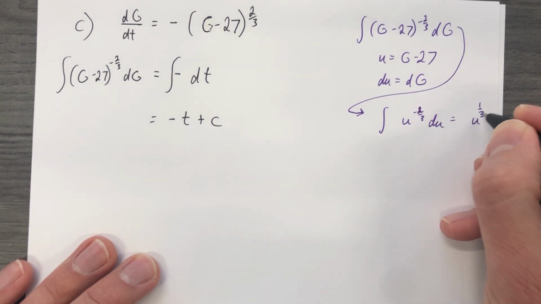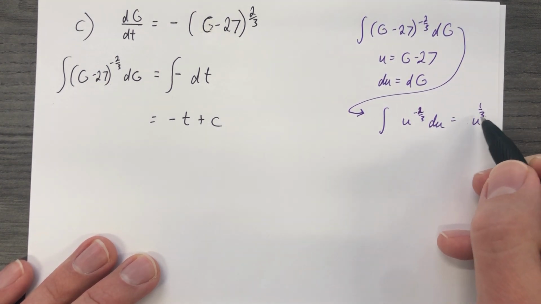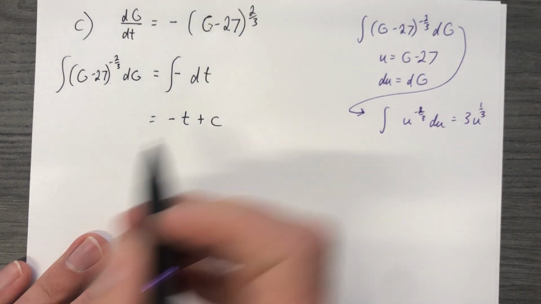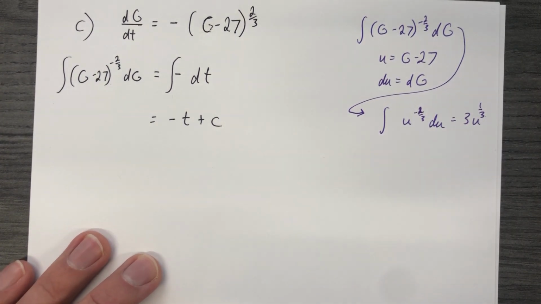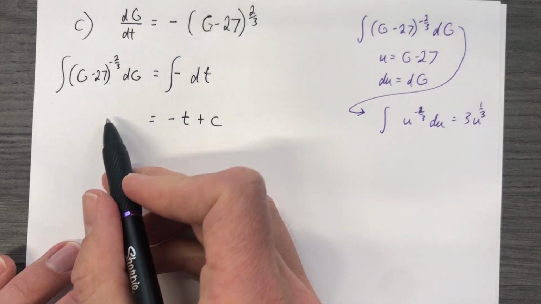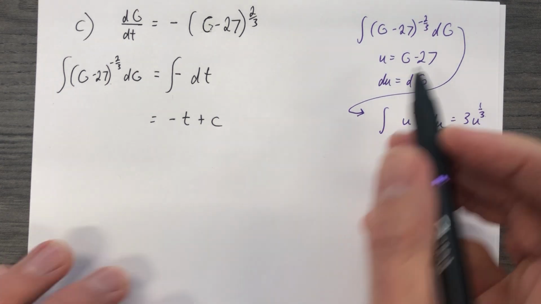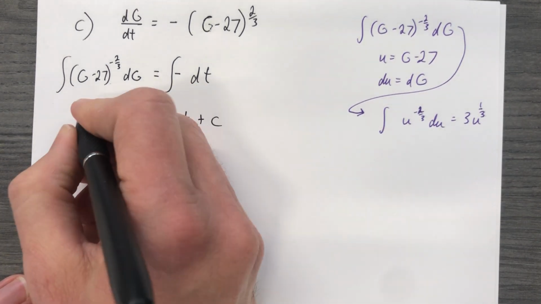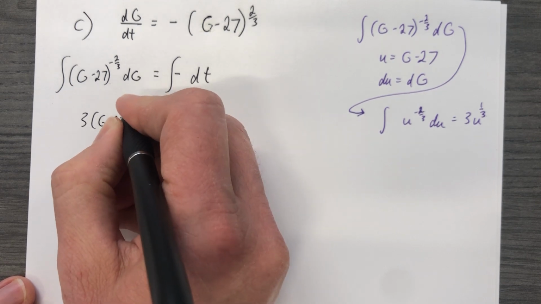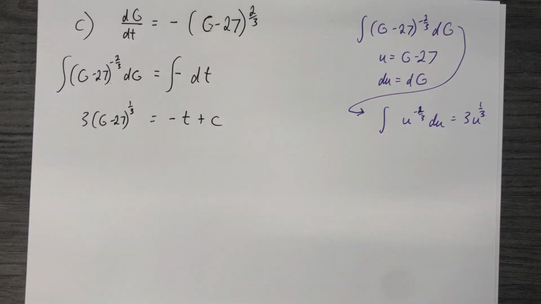And we're going to get positive 1/3. Something times 1/3 will give me 1. That must be 3. And then plus c, not going to worry about it, it's built in over here. All right. So we have now integrated that. And I'm going to bring that over here. But instead of u, I'm going to put g minus 27. So we have 3 and then g minus 27 to the 1/3. So cube root of that, basically.